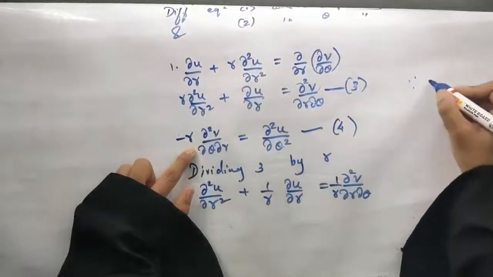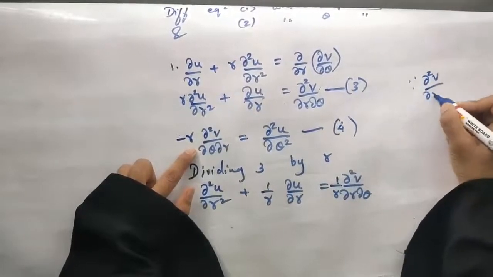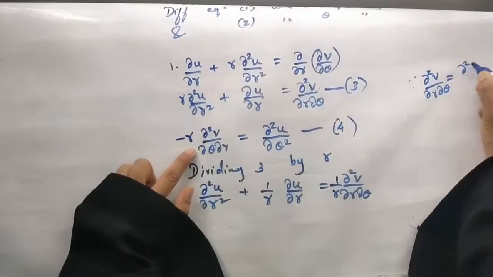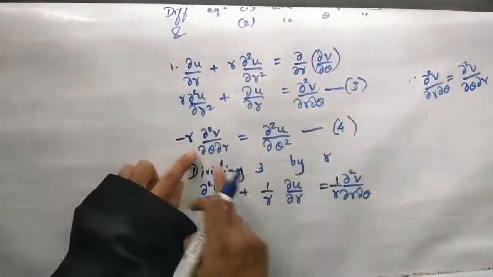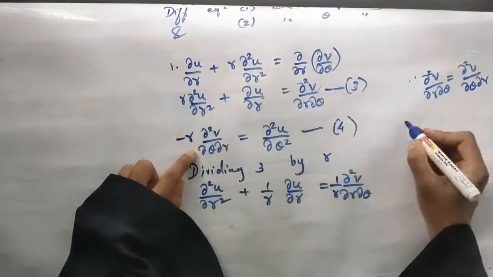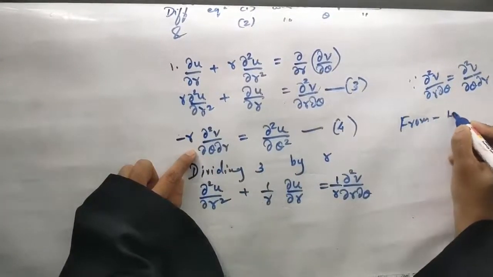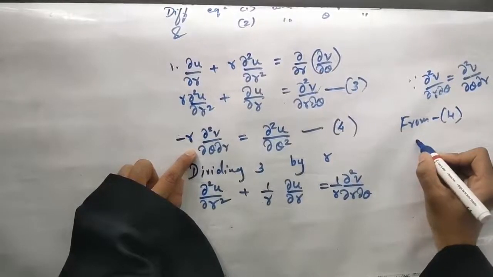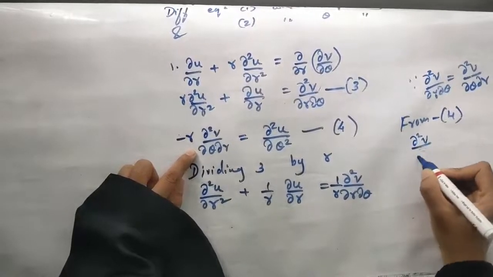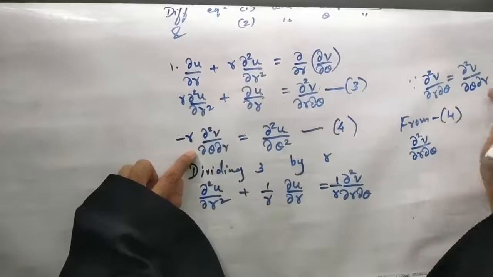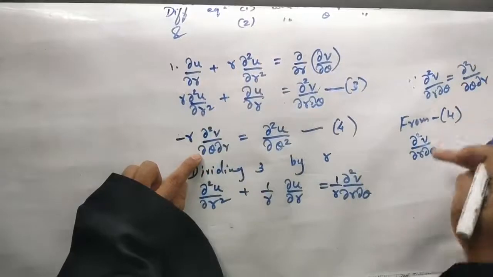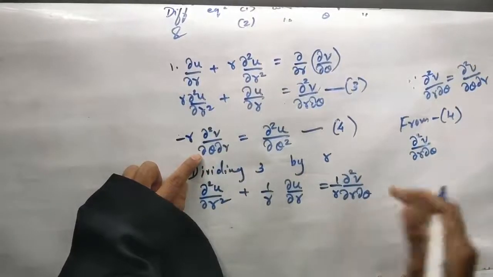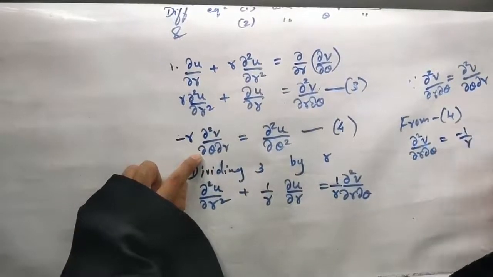Since you must know one more point, ∂²v/∂r∂θ is always equal to ∂²v/∂θ∂r. Means the two things over here, they are one and the same. Okay. So from 4 we have ∂²v/∂r∂θ. The two are equal, so ∂²v/∂θ∂r can be written as ∂²v/∂r∂θ, which is over here. Okay, that is equal to minus 1 by r ∂²u/∂θ².